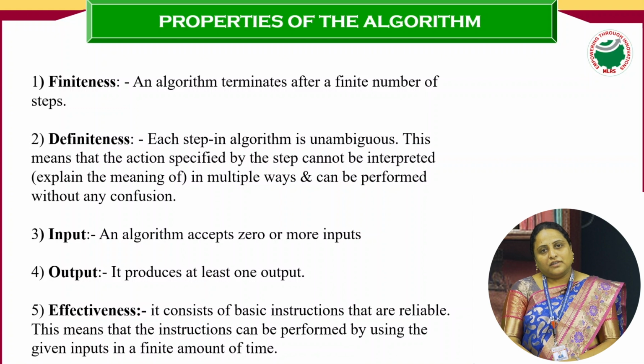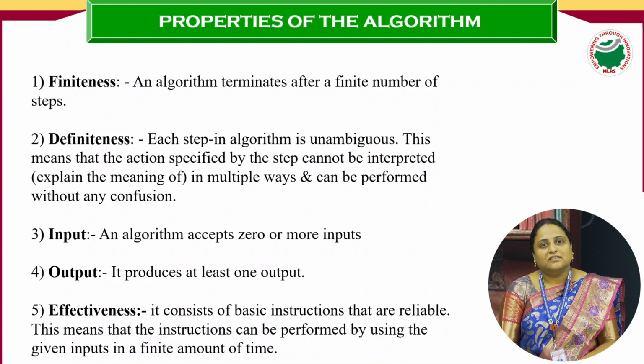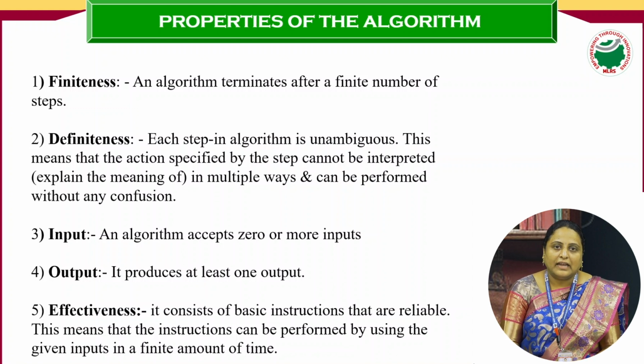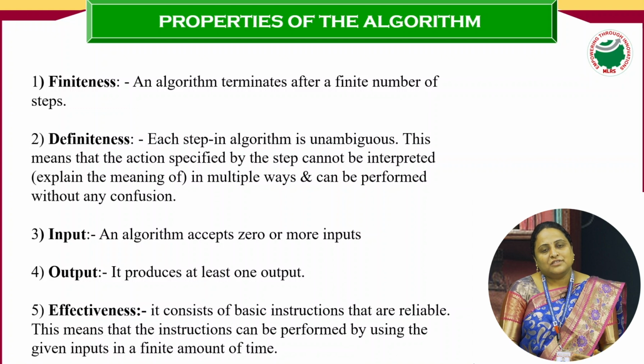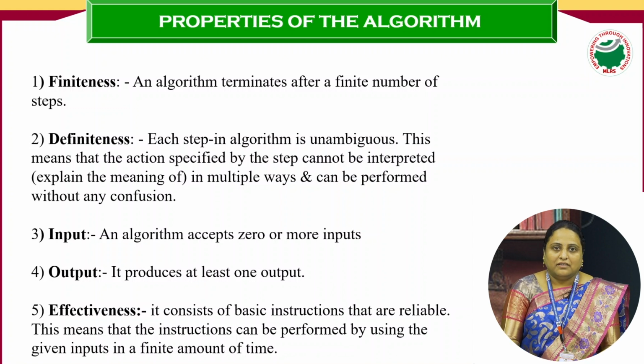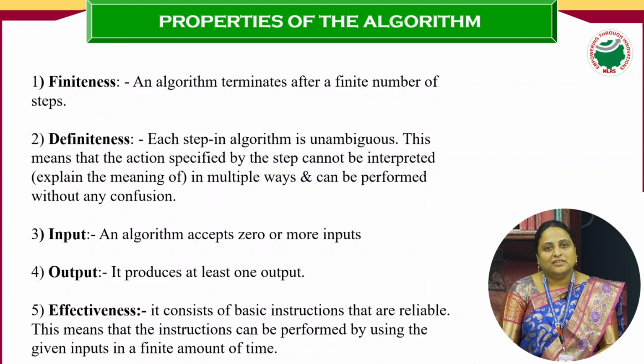The first property of any algorithm is finiteness. The name itself is telling us it is countable. An algorithm should terminate after a finite number of steps. What does it mean? After you write an algorithm, after a few steps, it should be completed. It should not go on to infinity. It should be terminated in a finite number of steps.